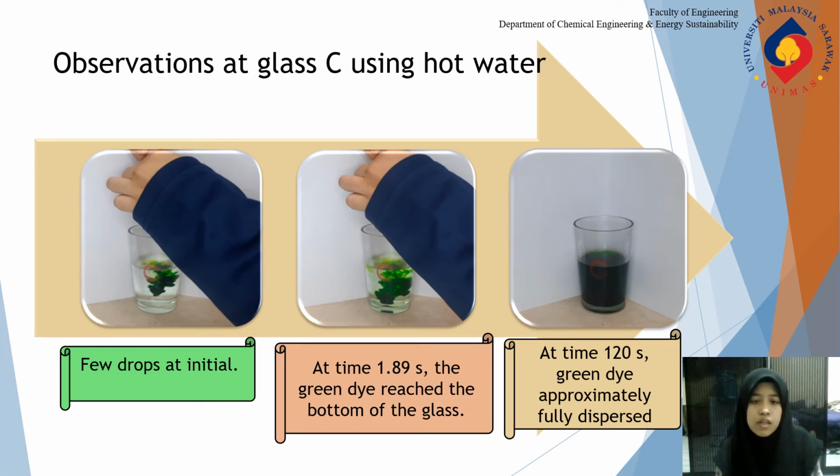Then, green dye only required 1.89 seconds to reach the bottom of the glass until reach the final phase where the green dye approximately fully dispersed and covered the surface area of the water at time 120 seconds, which is the shortest among the others.